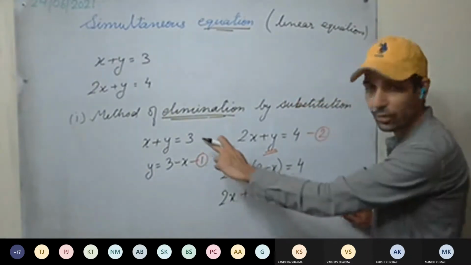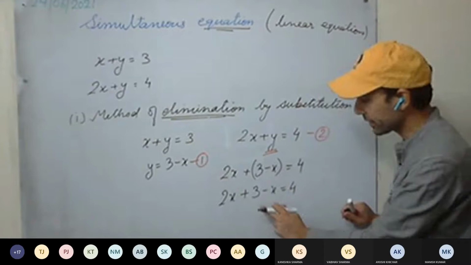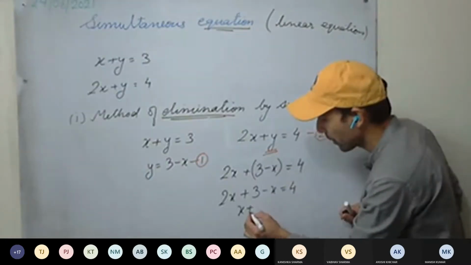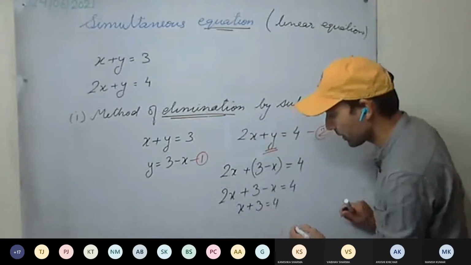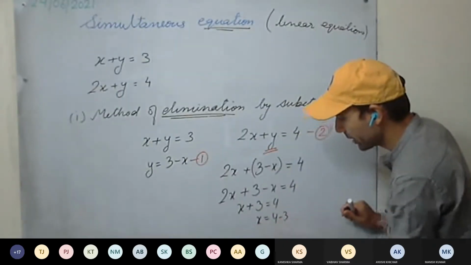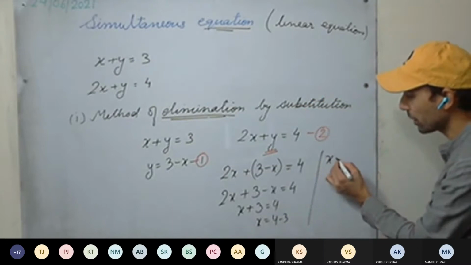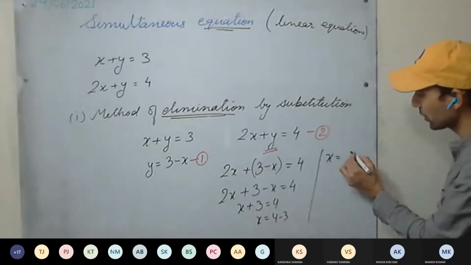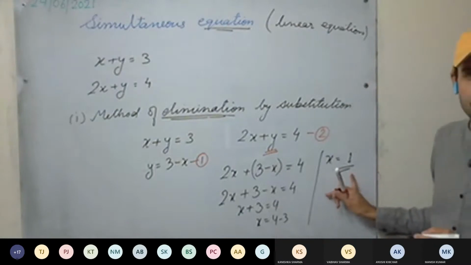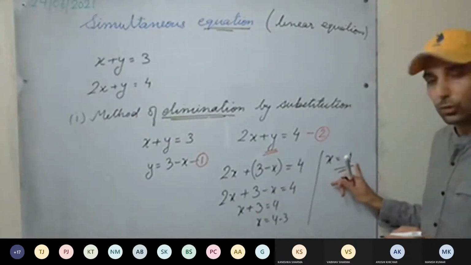We have to find the value of x and y. Now we can calculate the value of x. It will be how much? 2x minus x plus 3 equal to 4, or x equal to 4 minus 3. So the value of x will be how much? 4 minus 3 is how much? 1. So we have got the value of x. Variable x, we have got x equal to 1.